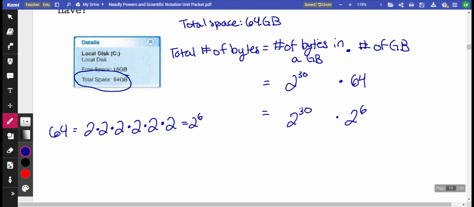The purpose for that is we already have a base of 2 to the 30th power. Now we're multiplying by a term of 2 to the 6th power. It has the same base. So I'm going to rewrite the same base and I'm going to add these exponents. So if you have a total storage space of 64 gigabytes, that's actually going to be 2 to the 36th power bytes.